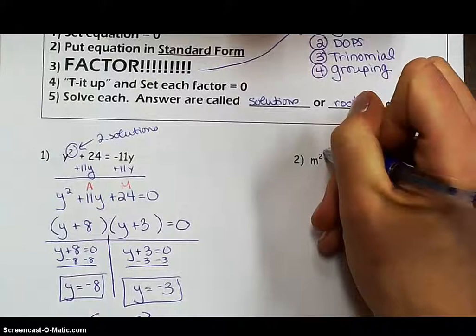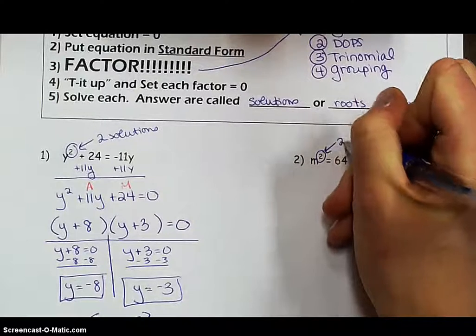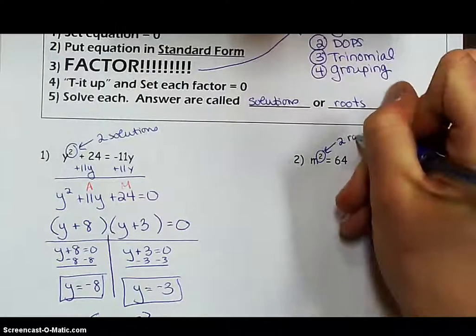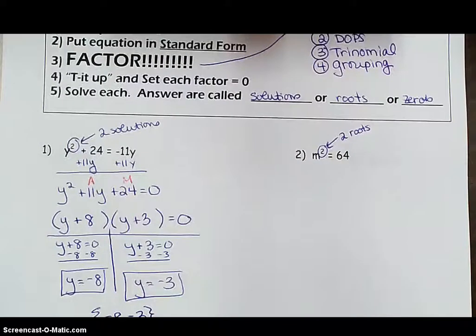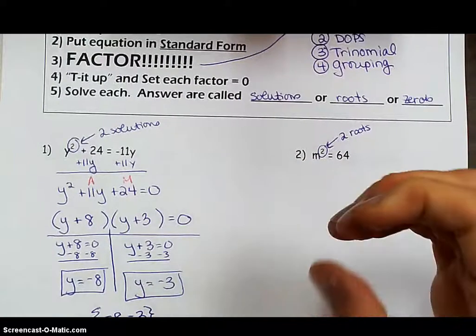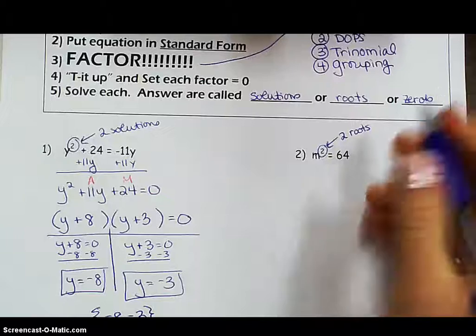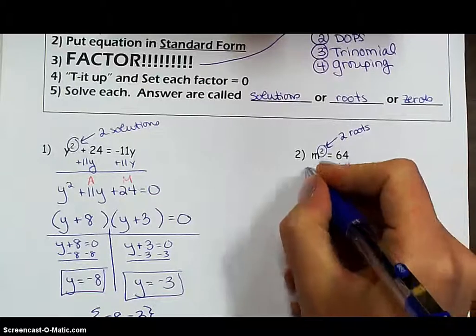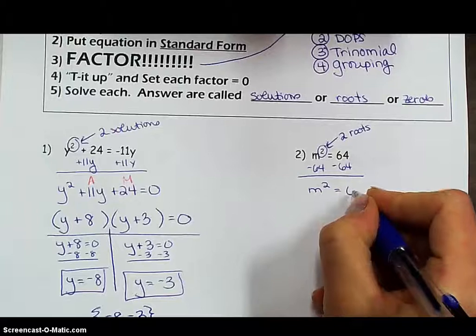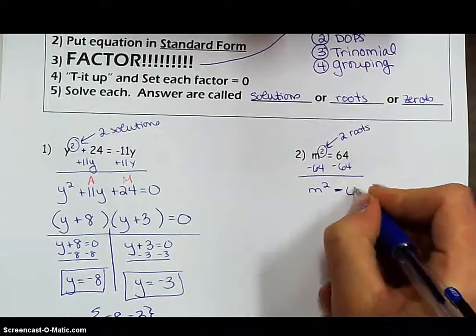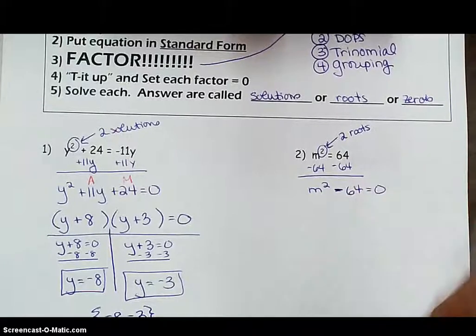So number 2, again, m is squared. If m is squared, that means there's going to be 2. This time I'm going to call them the roots. There's going to be 2 roots. So if there's 2 answers, you have to set the whole thing equal to 0. So let's go ahead. We're going to bring the 64 over. So m squared minus 64 is equal to 0.